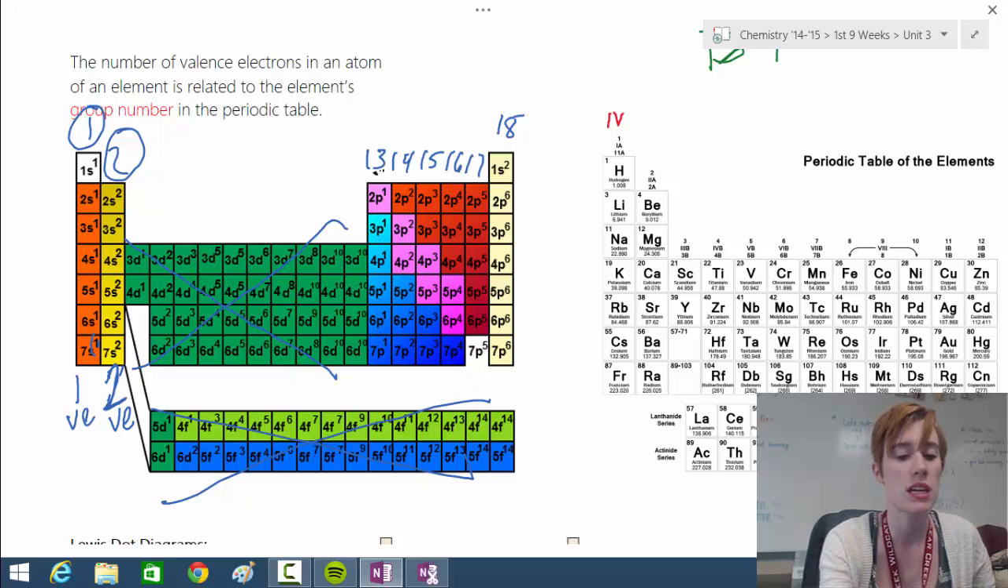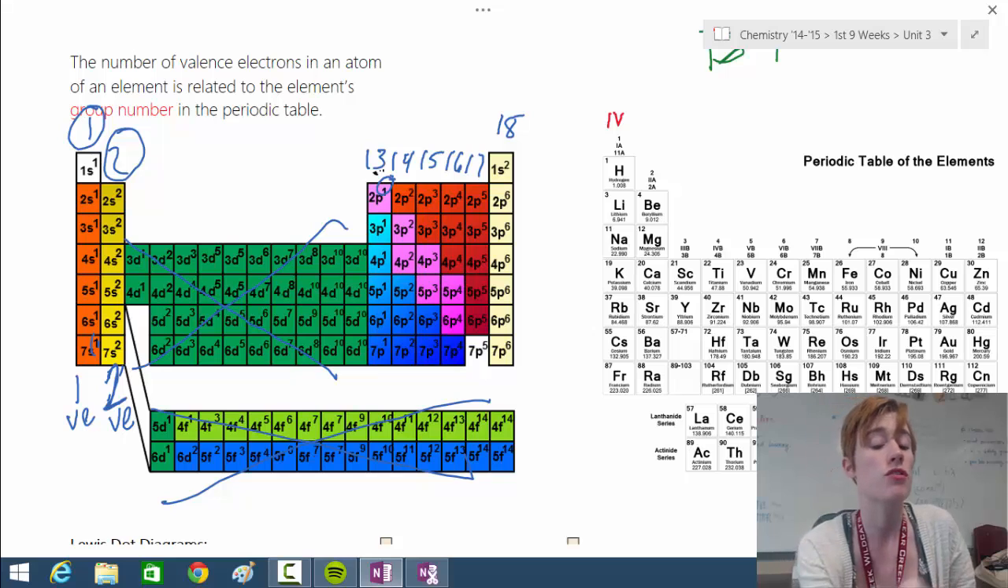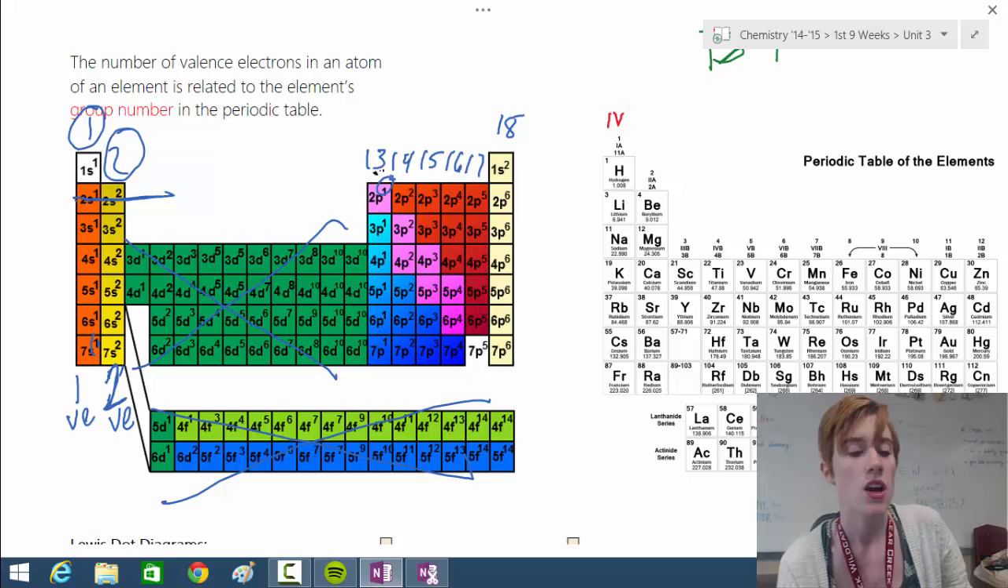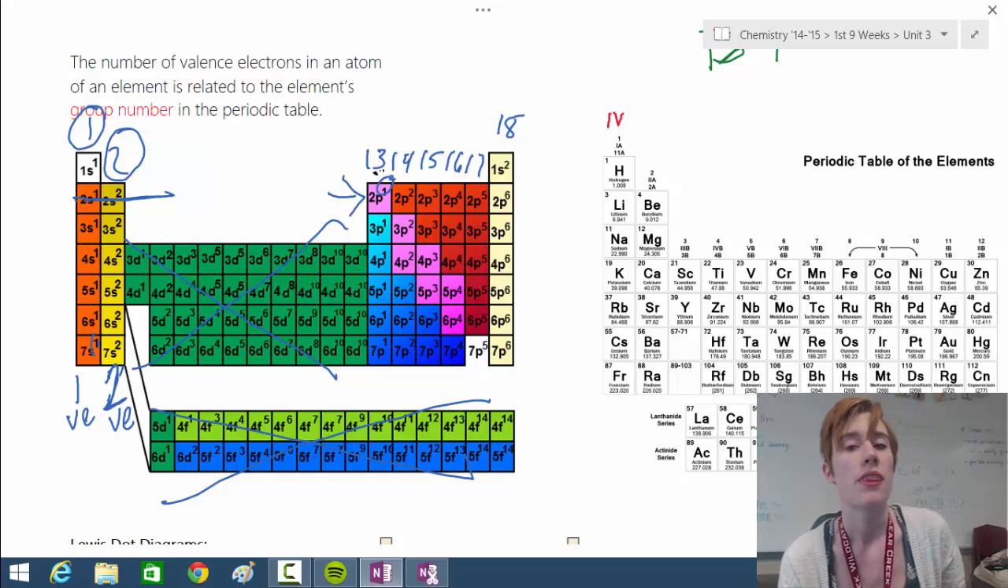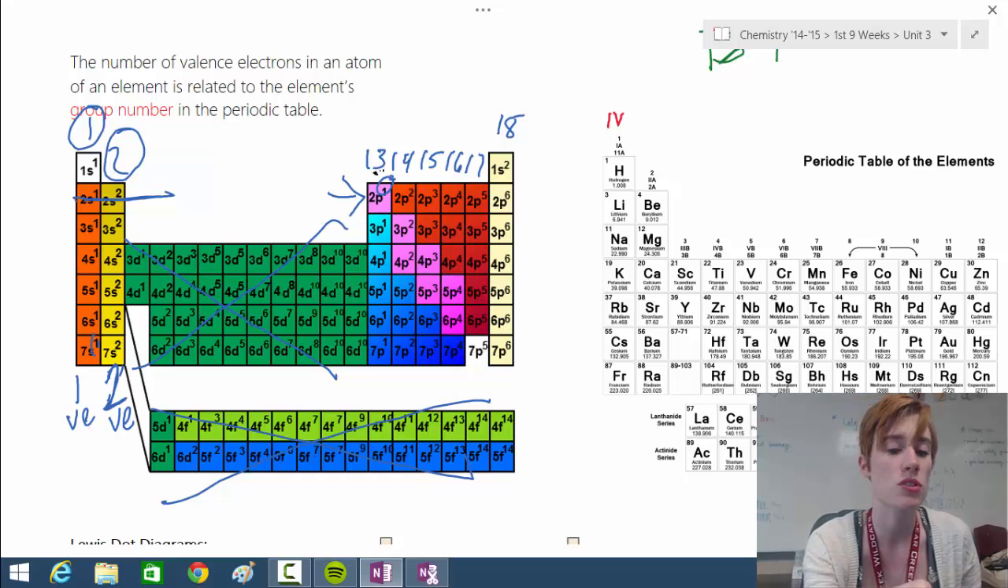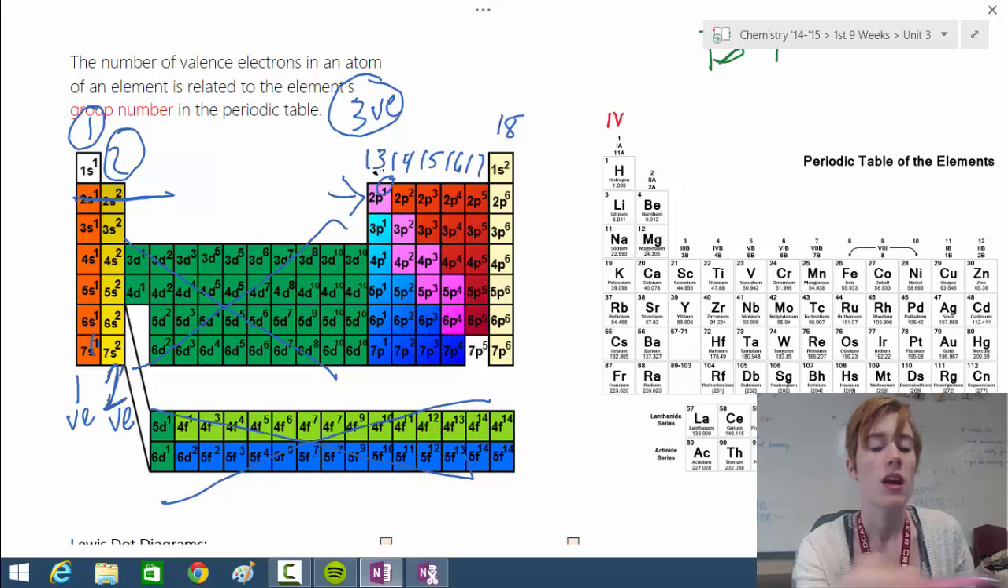What about group 13? You might be tempted to say they have 1 because they only have 1 in the p, but you forget that the outer energy level also includes the s. So they really have 2 from the s block plus that 1 in the p. So anything in group 13 really has 3 valence electrons, and so on and so forth.